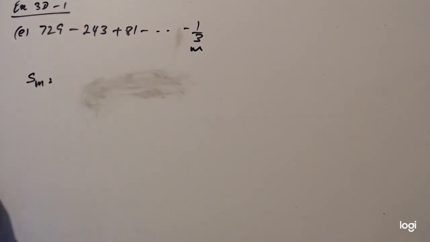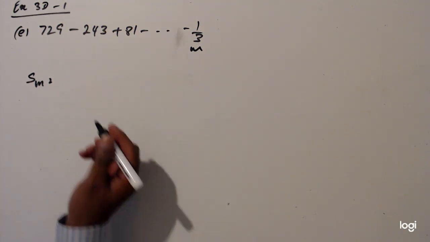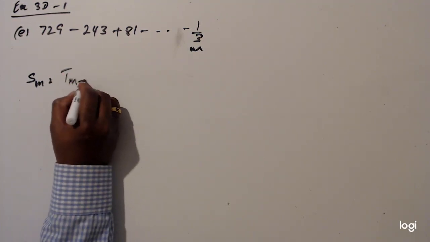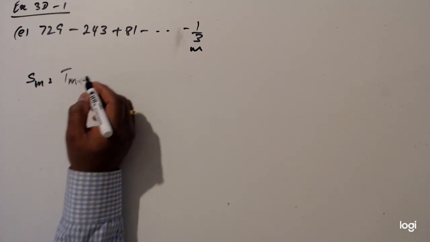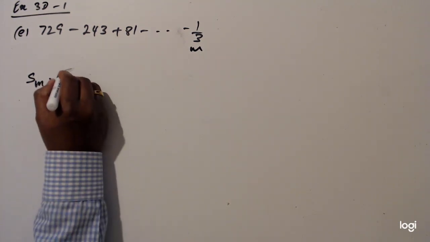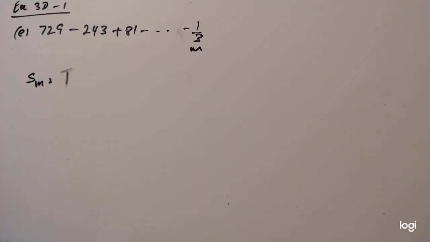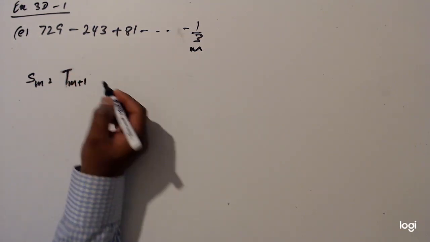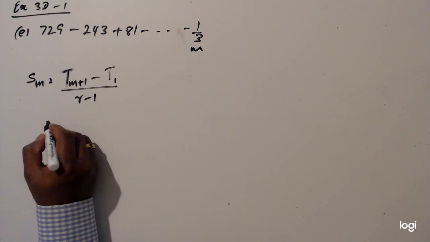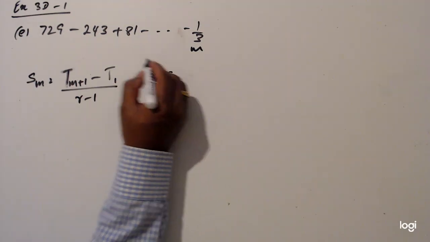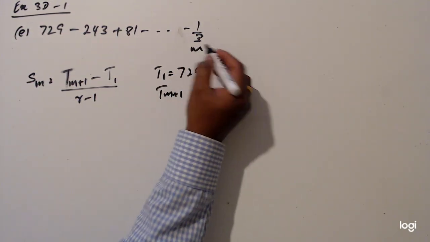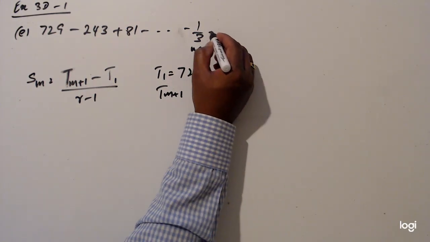So if this is M, then Sm is (T(m+1) minus T1) over (R minus 1), where T1 is the first term, that is 729, and T(m+1) is the next term, so we need the next term.